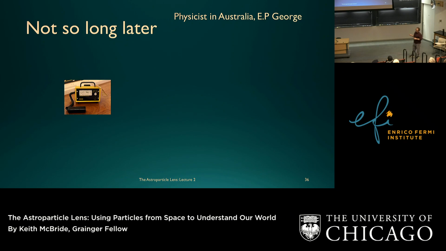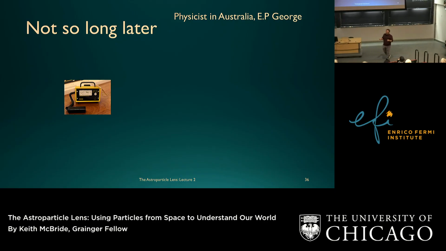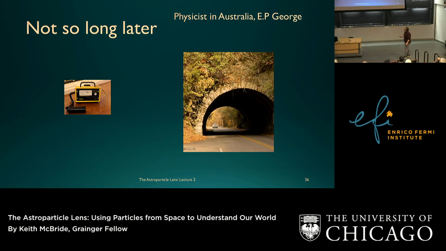So not so long after the bubble chamber, not so long after World War II, is when the way we're thinking about muon tomography comes in. Right? So we take our Geiger-Müller tube, or counter, and E.P. George, a physicist in Australia, says, I have a good idea. I'm going to put it above and below a tunnel. I'm going to count the number of muons that I'm measuring above this tunnel and below it.